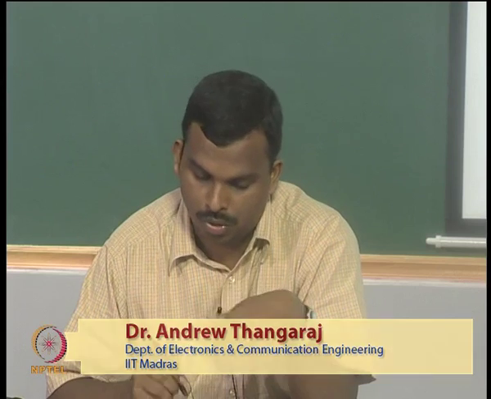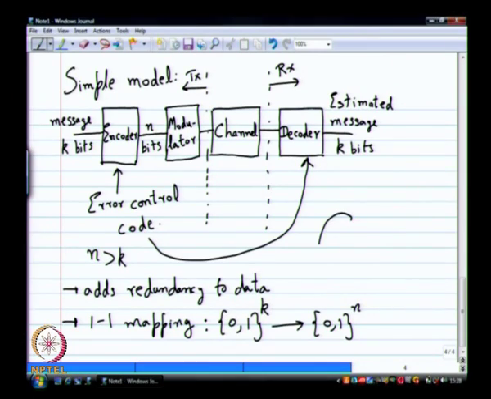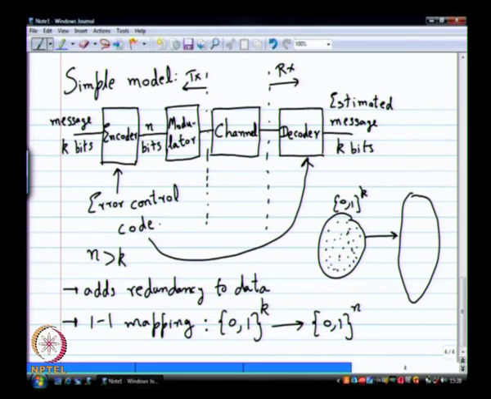If you see this picture in a bit of graphic notation, say this is {0,1}^k, all the points here are messages. After I do my encoding, what happens? I get a larger {0,1}^n. I have once again a lot of points, but all these points are not really included. Only how many of them are included? 2 power k. These are the range of the encoder.